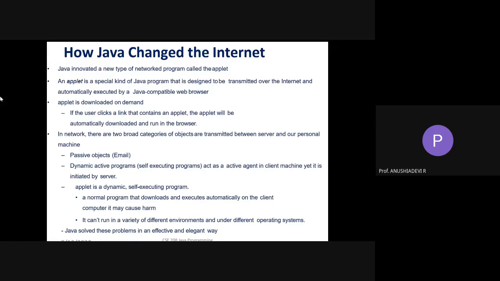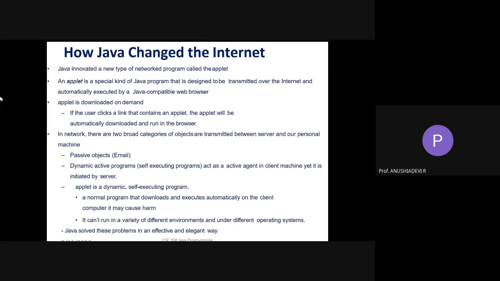What is the difference between a normal program and an applet program? A normal program that downloads and executes automatically on the client computer may cause harm, because it may access the resources of the client machine. But an applet does not have the right to access the resources of the client machine, so it won't cause any harm on the client machine.